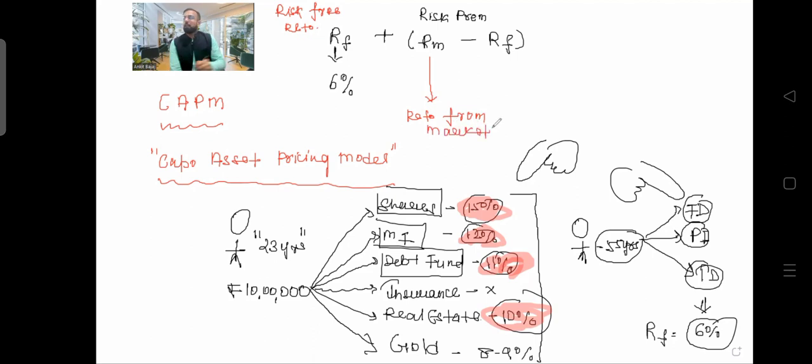Now, do you know what is return from market? If I ask you to calculate return from market, is it possible for you to calculate it? Or from where you can find out the return of market? Is it possible for you to find out how much return market has given? From where you will find the return of market?